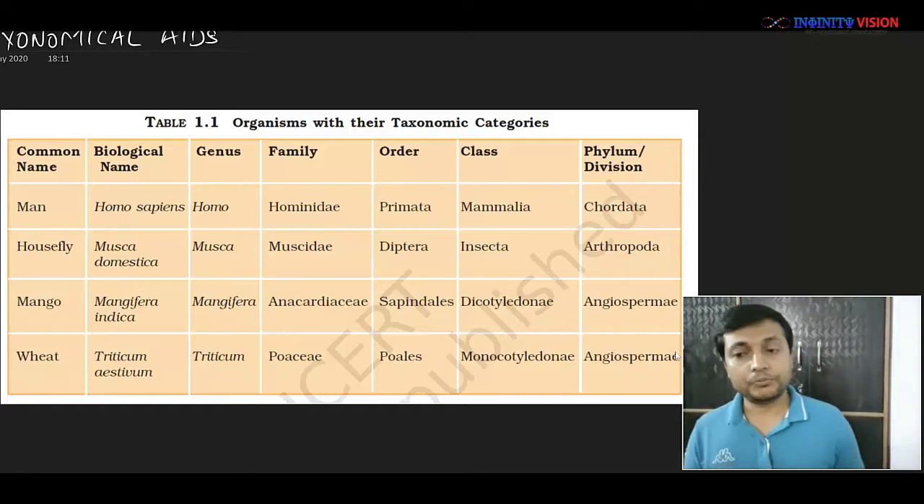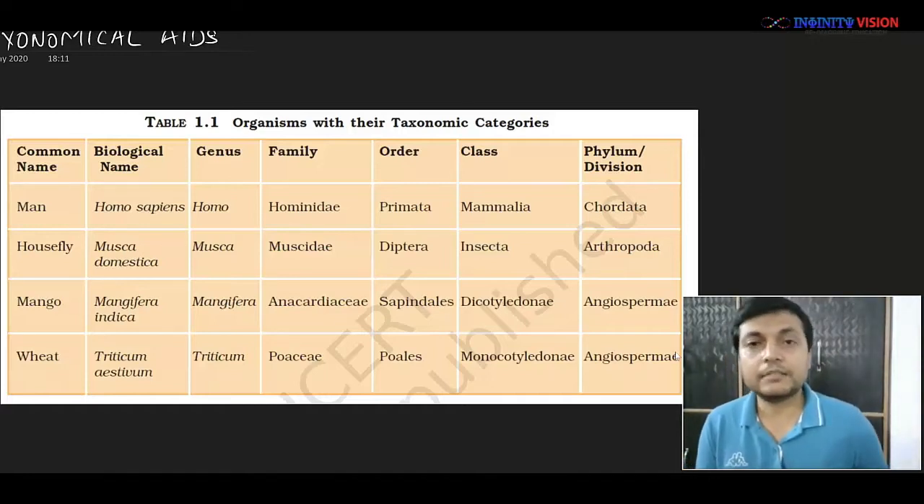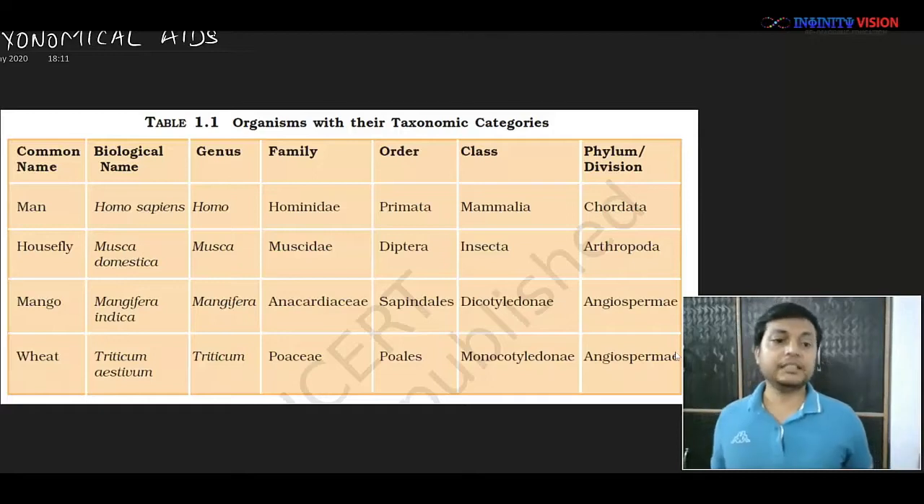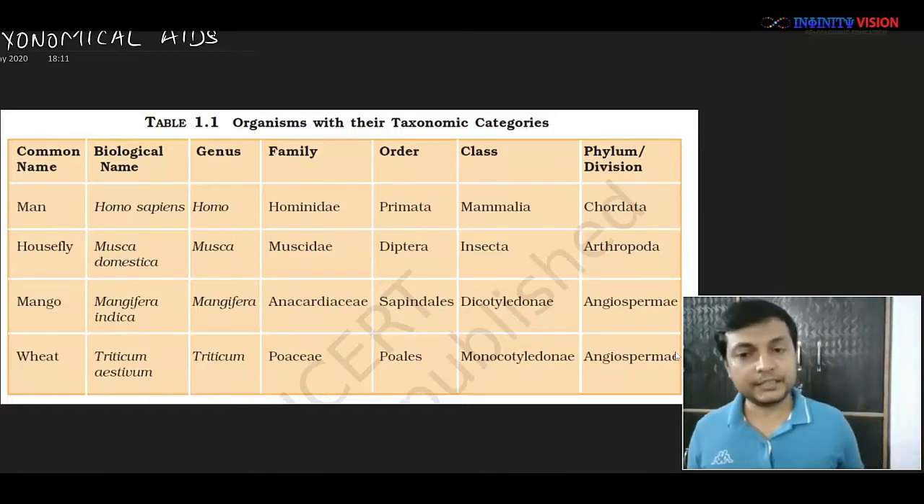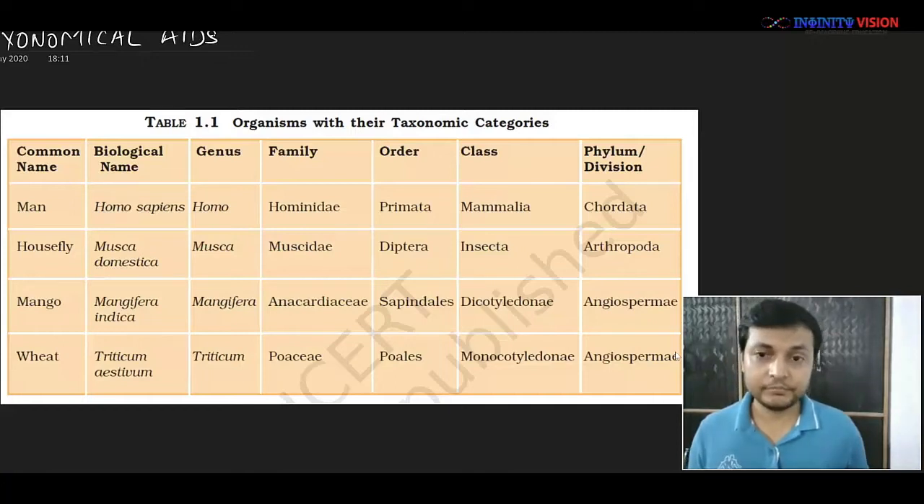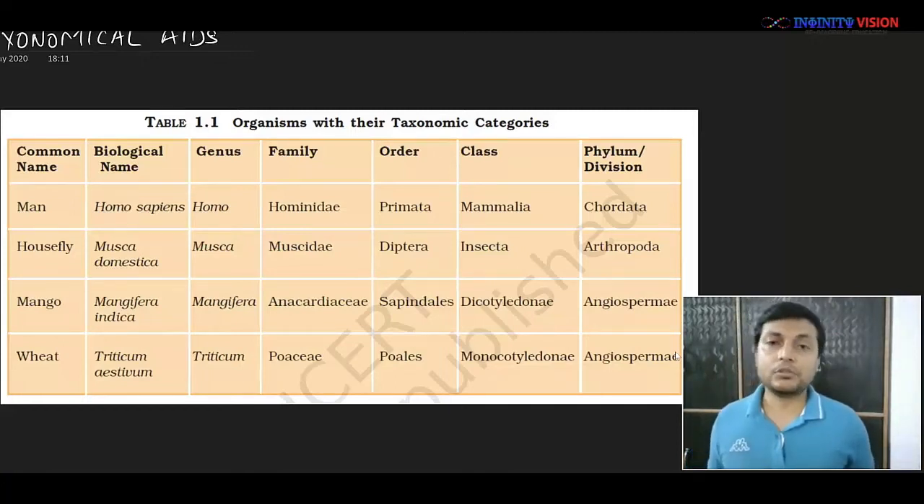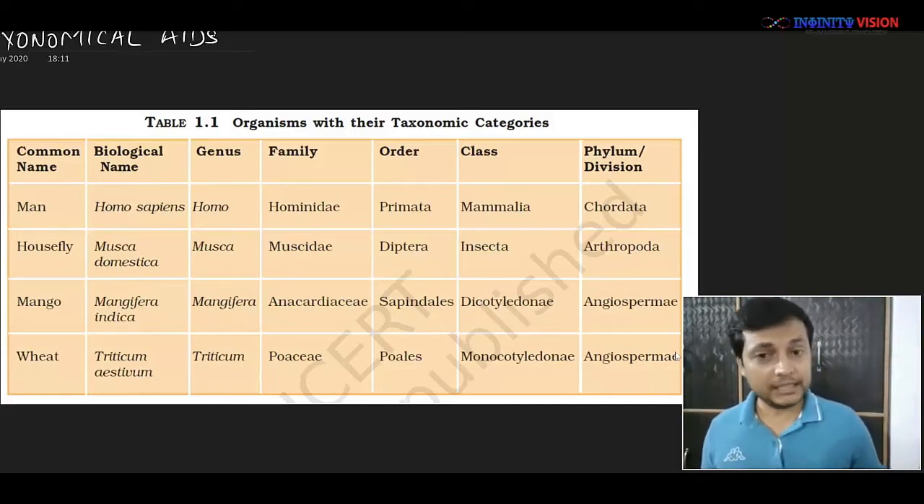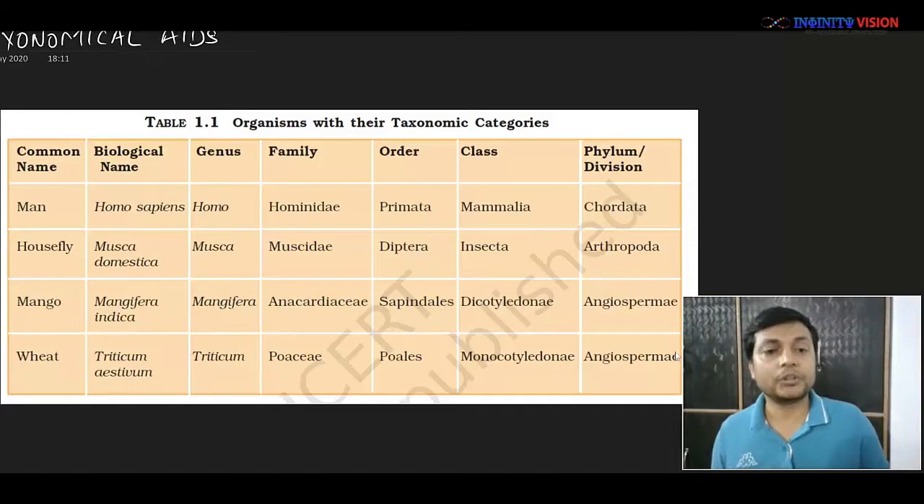Great. What about wheat? The scientific name of wheat is Triticum aestivum. This is the same wheat that we eat. Genus is Triticum, family is Poaceae. Earlier this Poaceae family was also known as the Gramineae family, but now we stick to Poaceae. Order is Poales. Class is Monocotyledonae because it belongs to monocots. And division is Angiospermae because again it is an angiosperm. So just have a glimpse of it. I'm not saying you have to memorize the complete table, but at least have a fair idea.